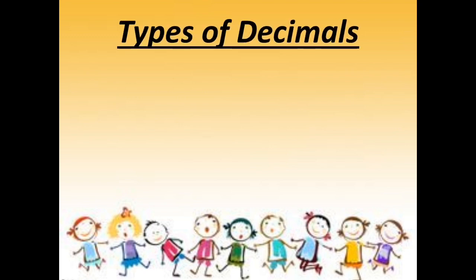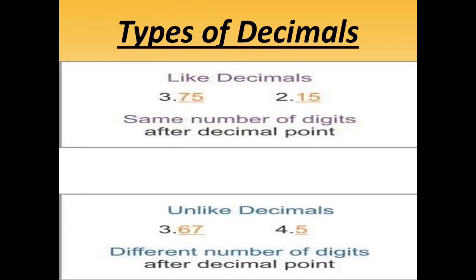Now students, next is types of decimals, and basically students, there are two types of decimals, like decimals and unlike decimals. And decimals having an equal number of decimal places are like decimals, for example 3.75 and 2.15. And decimals having different number of decimal places are unlike decimals, for example 3.67 and 4.5. Hopefully it is clear to you.